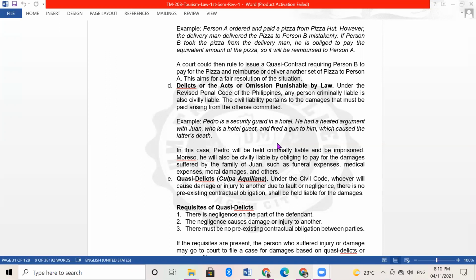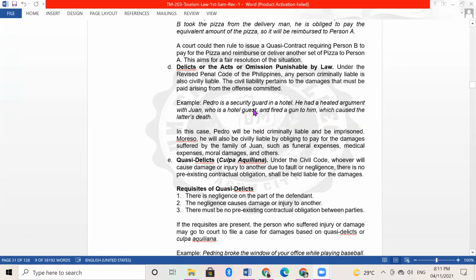More so, he will also be civilly liable, obliged to pay for the damages suffered by the family of Juan, such as the funeral expenses, medical expenses, moral damages, and others. So makabayad si Pedro.